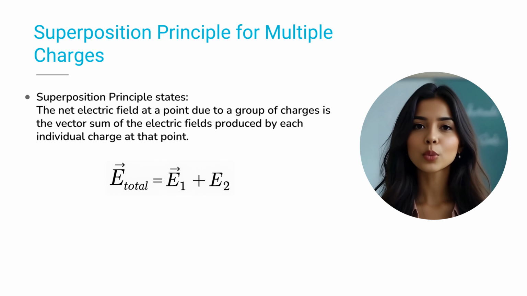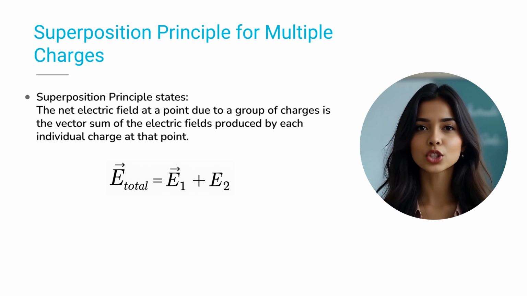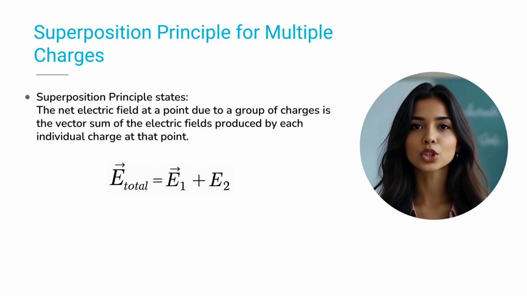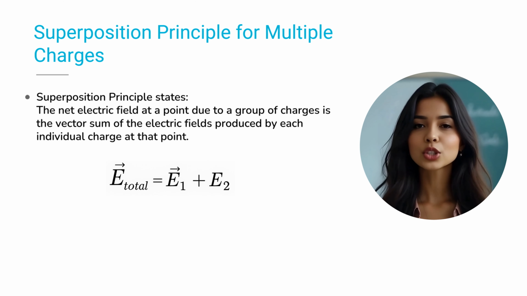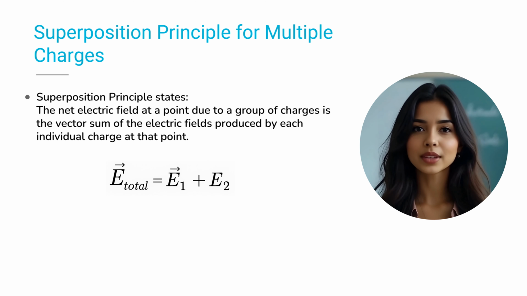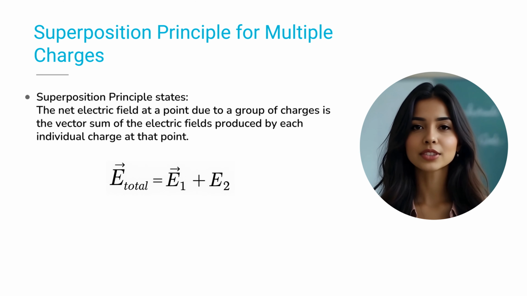Now, what if there are two or more charges? In this case, we use the superposition principle, which says the total electric field at any point is the vector sum of the fields due to each charge. For example, if there are two charges, Q1 and Q2, first calculate E1, the field due to Q1. Then calculate E2, the field due to Q2. Then add both using vector addition. Since the electric field is a vector, you must consider directions. Simple number addition is not enough. You must use components and angles if needed.